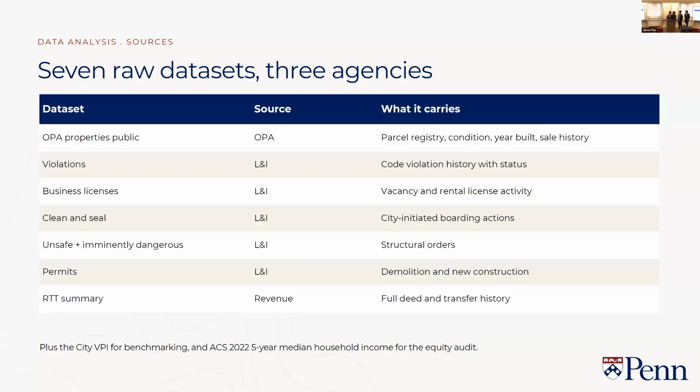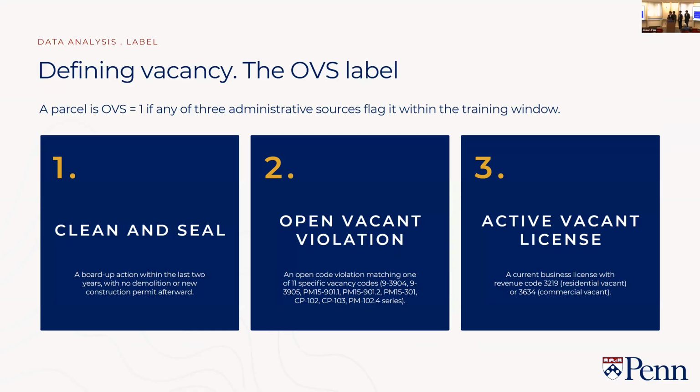For our analysis, we combine 7 raw data sets from 3 city agencies to build a parcel-level view of the vacancy signals and the property history. For modeling, the most important step was creating a reliable ground truth label. We called it OVS, the Observed Vacancy Status. So we built it from 3 administrative city signals.